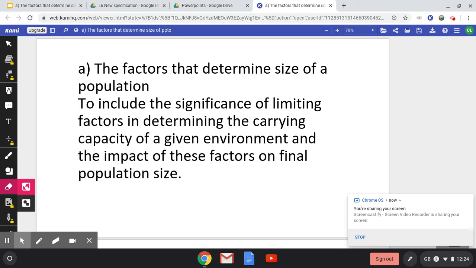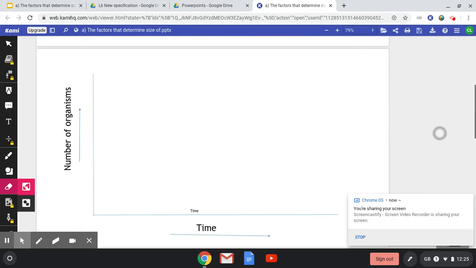Welcome, biologists. Today we're going to be looking at the factors that affect and determine the size of a population. This is taken from Populations and Sustainability 6.3.2 from the OCR specification for A-level biology. Whilst looking at this specification point, we need to look at what a carrying capacity is and what affects that carrying capacity. So first of all, let's look at the population growth curve.